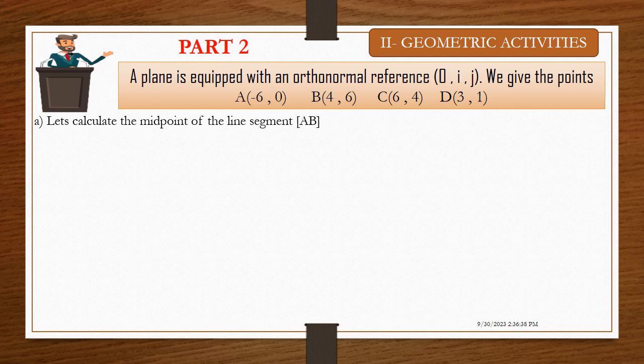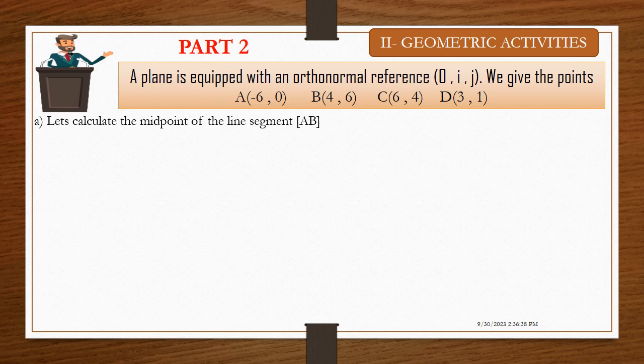Alright, the question reads: a plane is equipped with an autonomous reference OIJ. We give the points A, B, C and D. Now it is important to underline this phrase, autonomous reference. What is the meaning of autonomous reference? Because autonomous reference is translated from the French term, which Anglophones are not versed with.